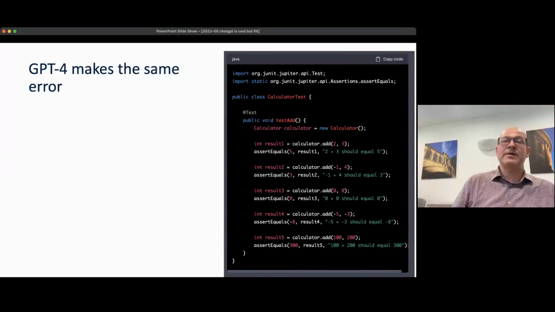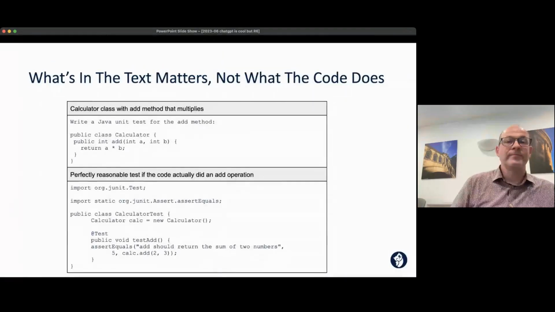Here's an example of how this persists across versions. GPT-4 makes exactly the same error. It does it much more eloquently, but it's still wrong. So what's in the text really matters, not what the code does. Here we can play with this a little bit more. Here we have an add that multiplies, same problem.